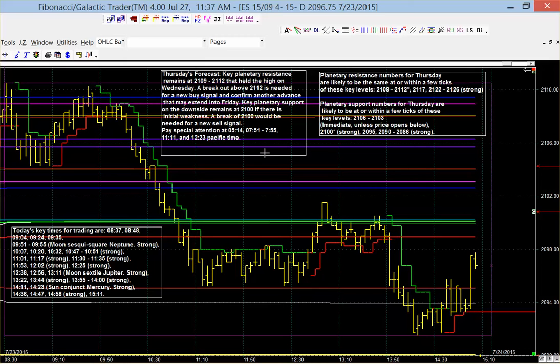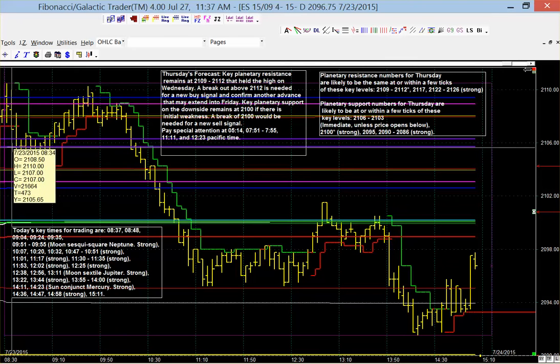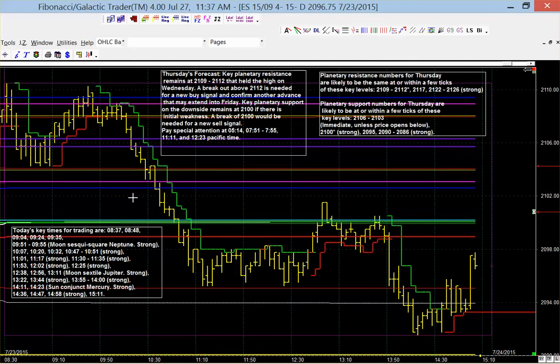So let's examine the setups that happened. To begin with, the first key time was 8:37, and we got a turn down, as you can see on this particular bar. And the times that are listed are in Central Time because the data is coming from the Chicago Exchange. The times that I send you in your daily reports are in Pacific Time, so you have to adjust the times to your time zone.